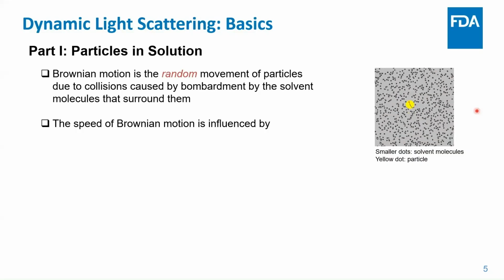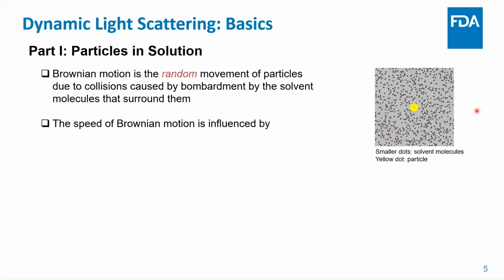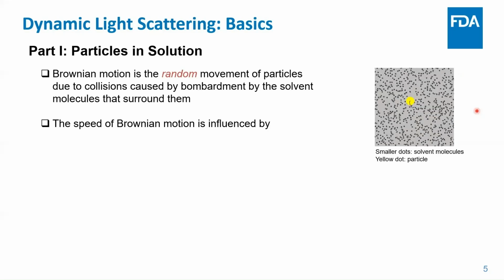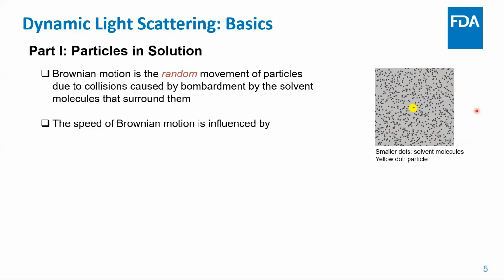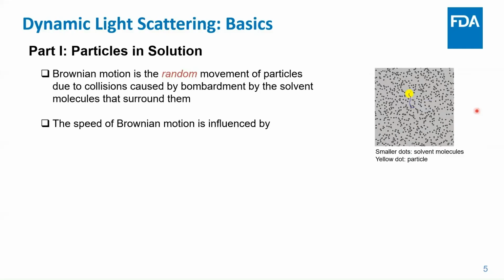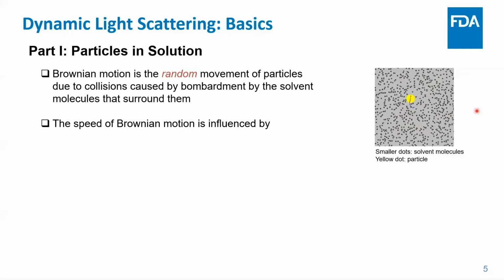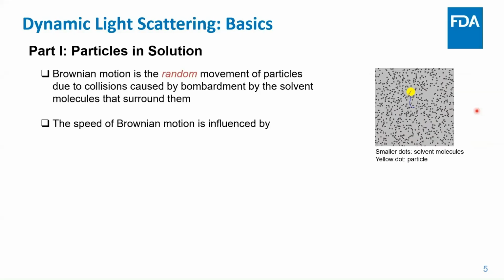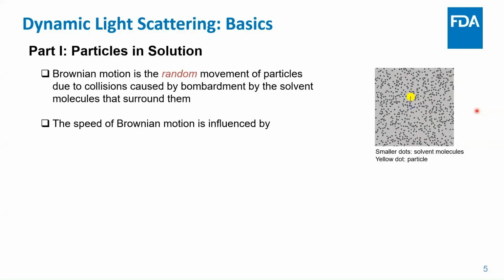So I'm going to put this out there. If you can throw a couple of things in chat, what do you think influences the speed of Brownian motion? This might be something you know off the top of your head, or you can piece it apart if you haven't had any experience with Brownian motion before.